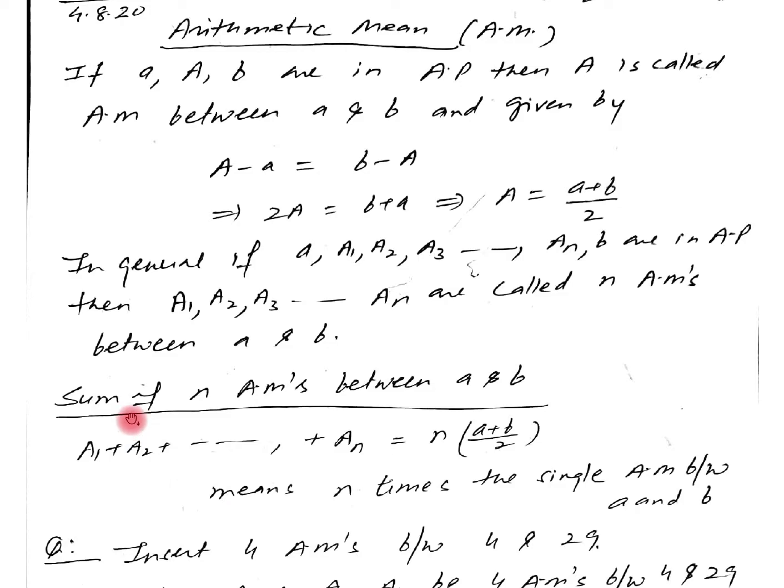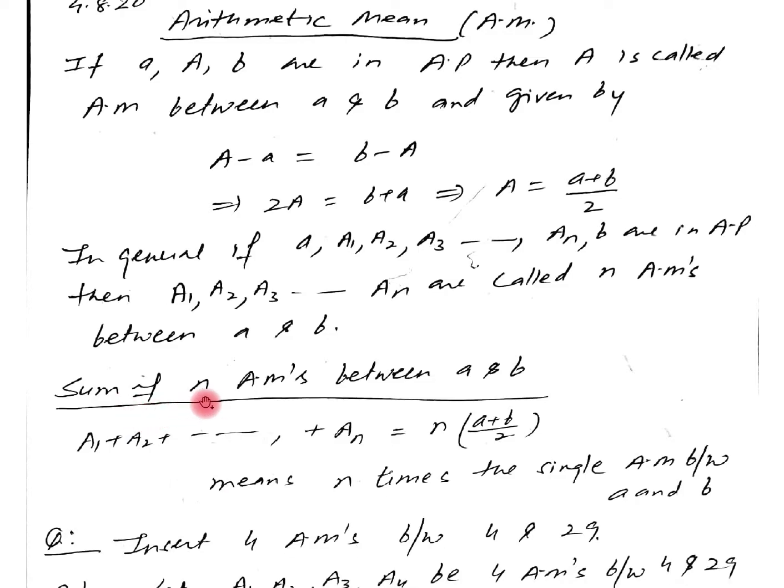Next point is only the result. The sum of n arithmetic means between a and b, it means the sum of all these arithmetic means, A1 plus A2 up to An, equals n times the arithmetic mean of what? a and b. This is the general result.